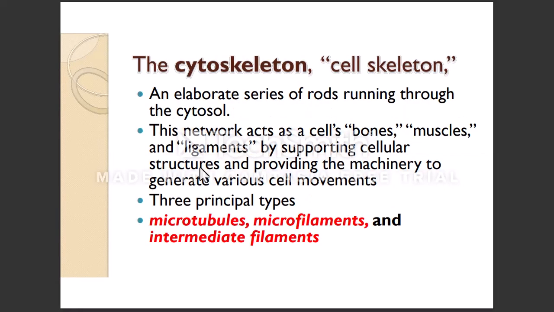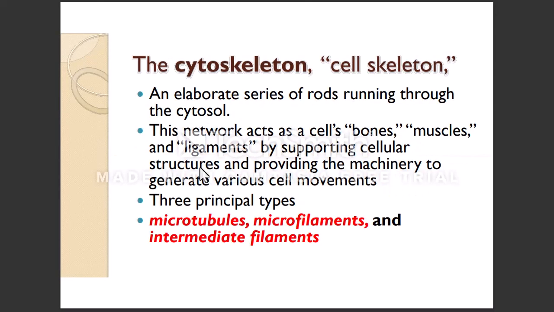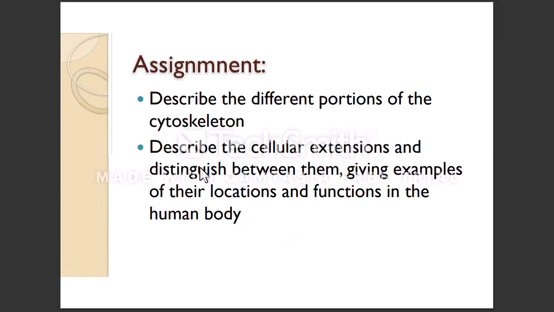The cytoskeleton is an elaborate series of rods running through the cytosol. Their network acts like the bones, muscles, and ligaments by supporting cellular structures and providing machinery to generate various cell movements. We have three principal types of cytoskeleton: the microtubules, the microfilaments, and the intermediate filaments. So as an assignment, I want you to describe the different portions of the cytoskeleton, describe the cellular extensions and distinguish between them, giving examples of their locations and functions in the human body. So every student has to do that.